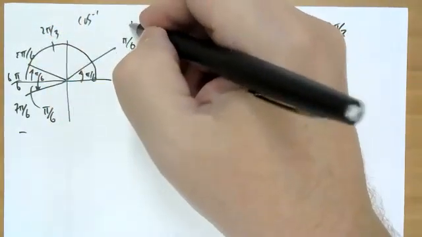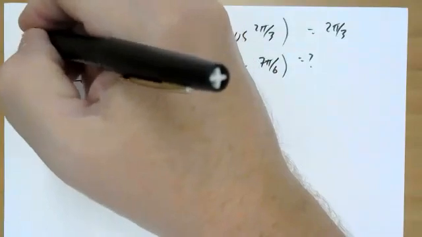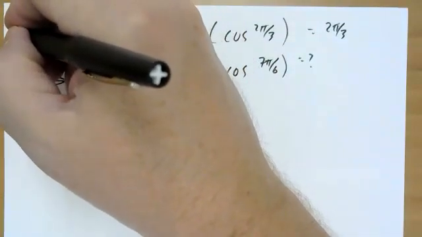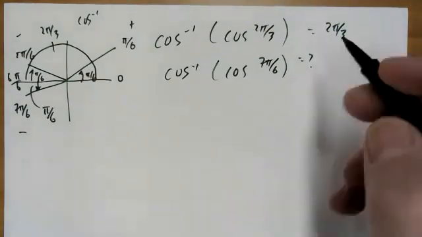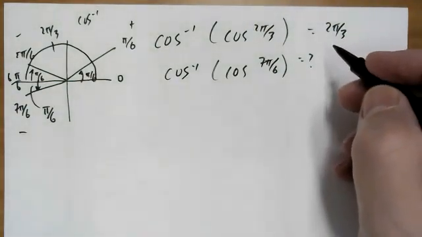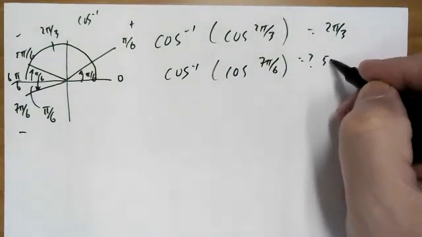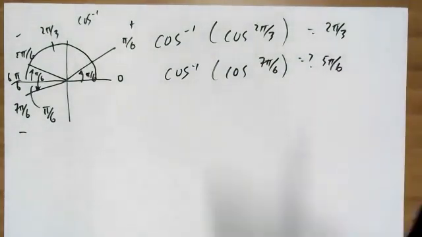Well, at pi over 6, cosine's positive. At 5 pi over 6, cosine's negative. So I've got to go where the signs match up. So therefore, the inverse cosine of the cosine of 7 pi over 6 equals 5 pi over 6.